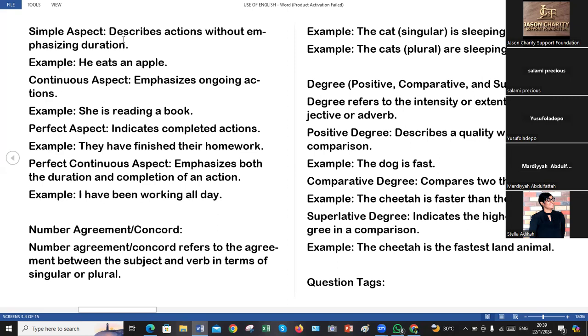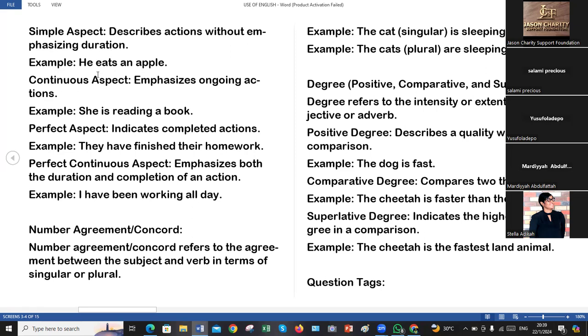Now, simple aspect describes actions without emphasizing the duration. Just simple. Okay, he eats an apple. It doesn't say whether he's actually eating it now or he eats it every day. It doesn't show the duration.